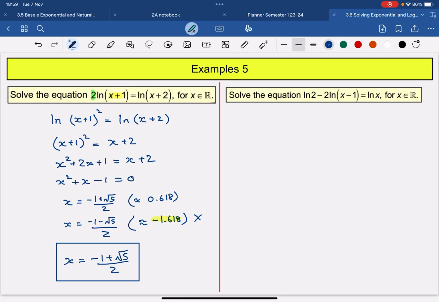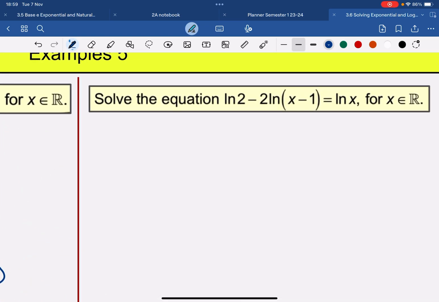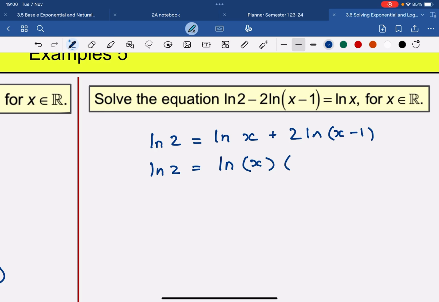Okay, so on to the second one, which is slightly harder, but it's going to basically be the same idea as one we've done before. We're going to put all of the things without x onto one side and all of the things with an x onto the other side. So I'm adding 2 natural log of (x minus 1) onto both sides. Once I've got these logs on this side, I can make them into a singular log, which is log x. Now the power rule means I'm going to take the 2 inside and square the (x minus 1).